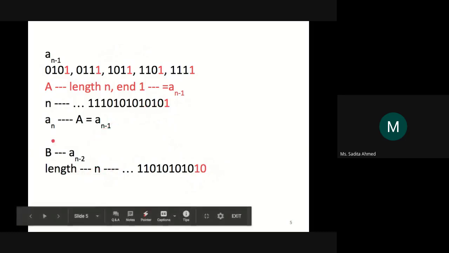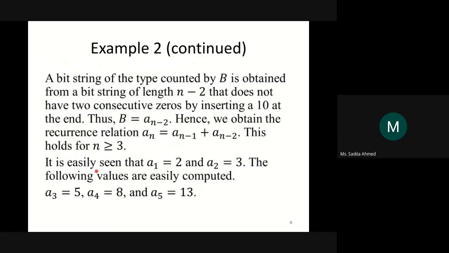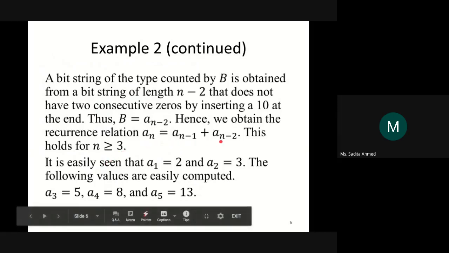So from there we have an minus 1 and an minus 2, and the total count of bit strings of length n, which is an, is going to be the summation of an minus 1 and an minus 2, right?